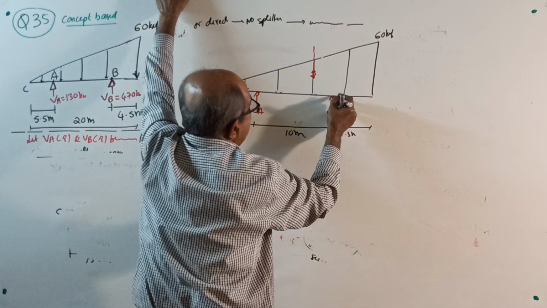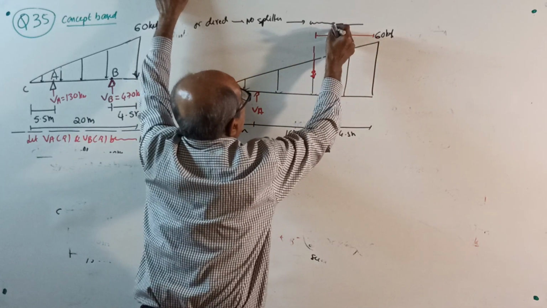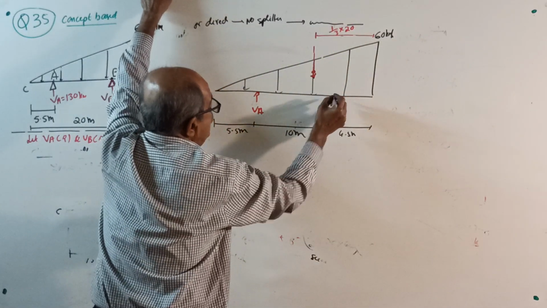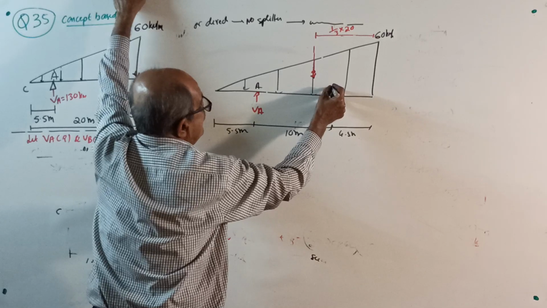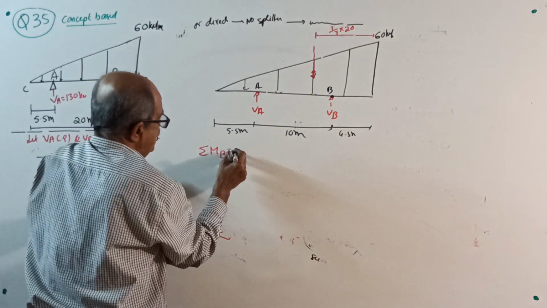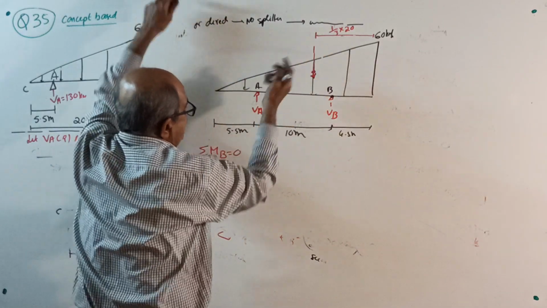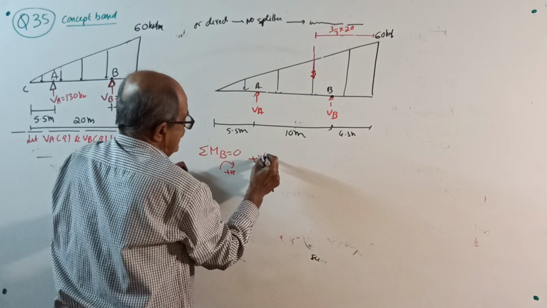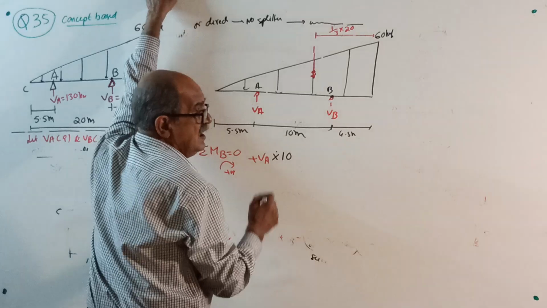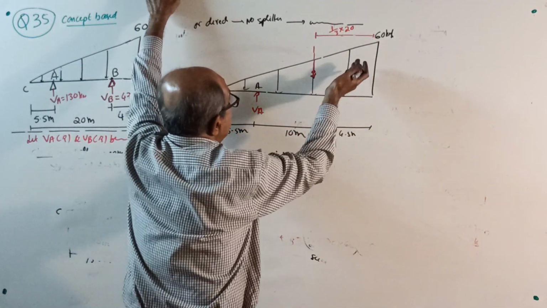And we want moment about B, this distance will be 1 by 3 of 20. Now see, if you take moment about B, sigma M about B equals 0, take clockwise positive, plus VA into 10. If you study all this thoroughly and understand, then my effort is really rewarded. Plus VA into 10 minus, why minus?